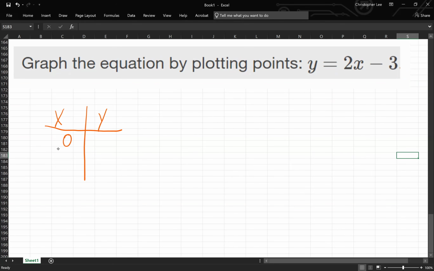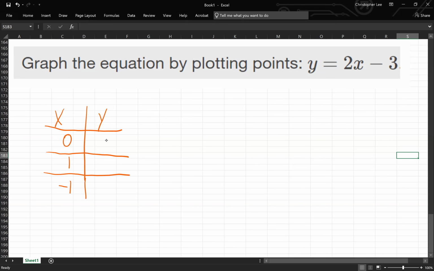0, very good. What else? 1, very good. What's another one? Very good. All right. Truthfully speaking, you could actually plug in any number you want for x. It doesn't matter which one. I'm trying to show you guys the most strategic one to do, right?